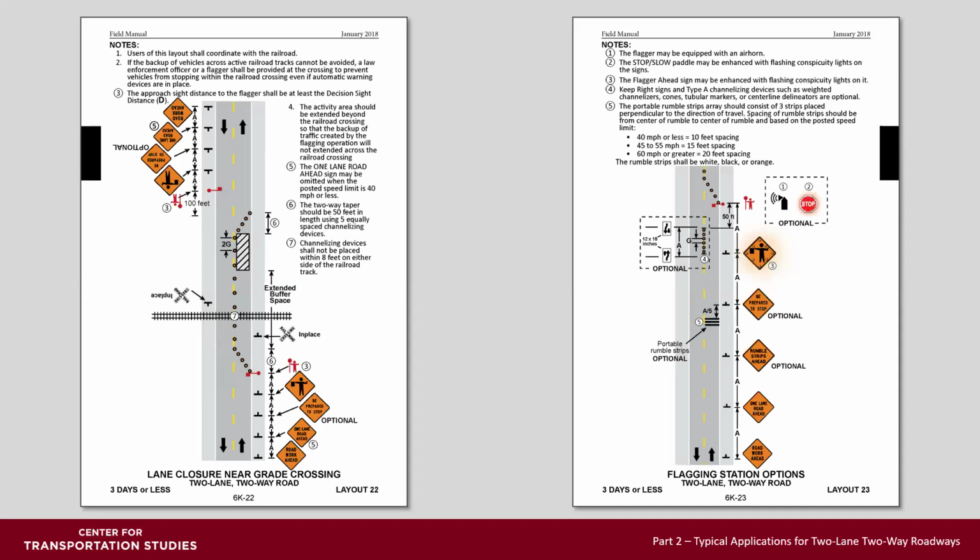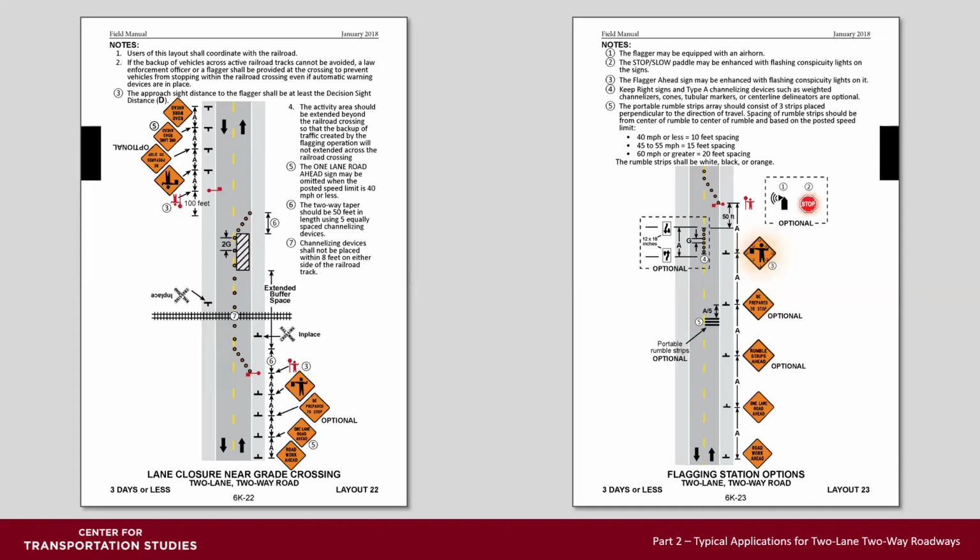Also note in this layout, it shows that the workspace goes across the railroad tracks, or at least the traffic controls do. You also have to be careful if you have a closure that's near a railroad crossing where you anticipate that queuing of traffic will cross over the tracks. Take care on that one.